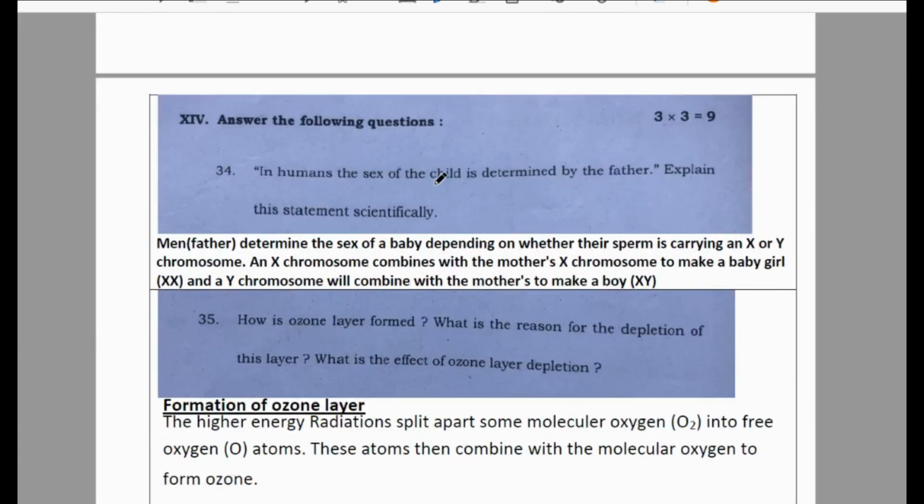We'll move on to the next section. Section number 14. Answer the following. Three questions will be given. Each question carries 3 marks. Total weightage is 9. 34th question.